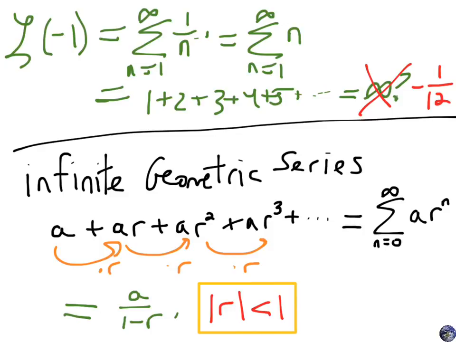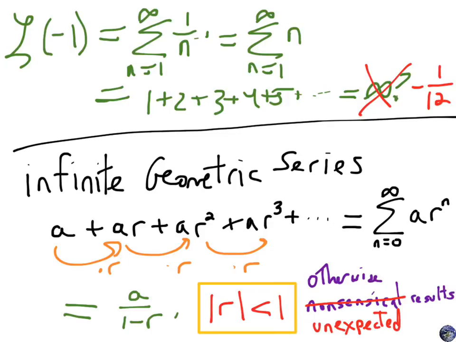And I want to actually take a step back from that for a minute, because it turns out you actually lose a lot of cool mathematics by putting this restriction on there. What teachers often tell students is, well, if you didn't have this absolute value of r less than 1, you get nonsensical results. And I understand why we say that, but really it's not so much that you get nonsensical results, it's you get unexpected results.